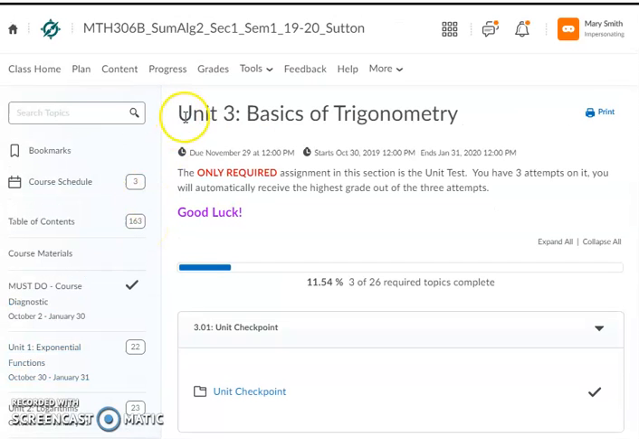The only thing you'll see, like this is unit 3, the only required assignment in this section is the unit test. So everything else that's in there is just a way for you to study for the test, because this class is more of an independent class as opposed to me teaching material every session. So the sessions will be more like a tutoring session as opposed to me teaching anything. So the only required assignment is the unit test. You also have 3 attempts on it, so it will automatically take your highest of those 3 attempts.